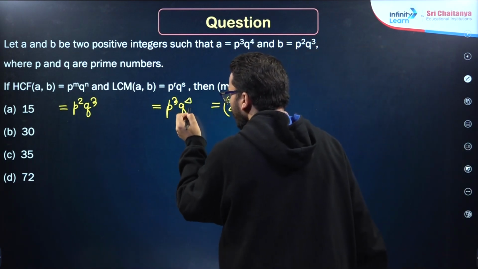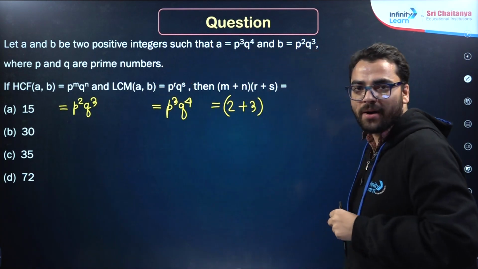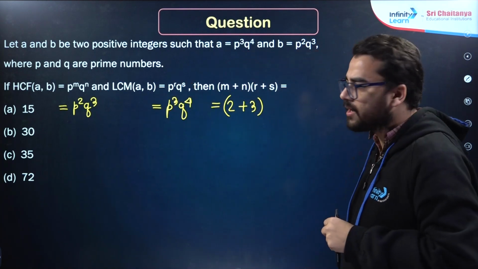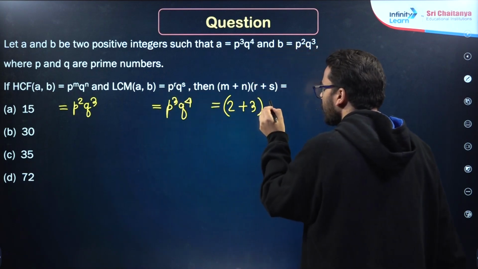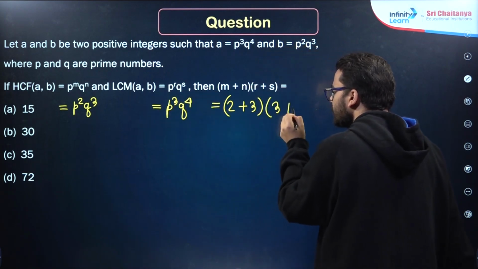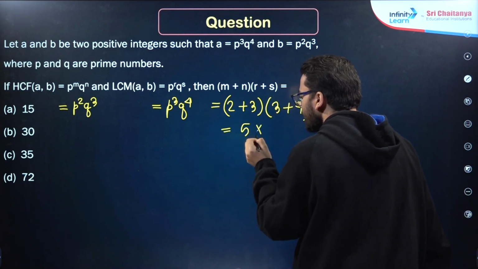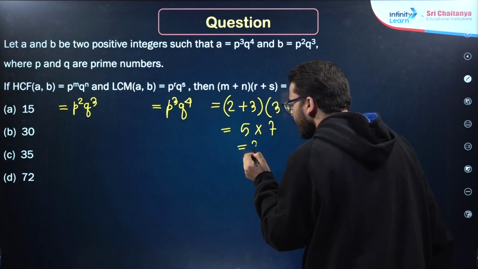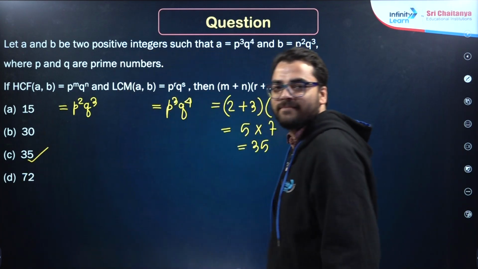So 4 will come. So if you just compare, again the same thing because p and q are prime numbers. So if you just compare over here, you can say that r is equal to 3 and s is equal to 4. So this will be 3 plus 4. So this thing over here is 5 into 7, that is 35. So you can say 35 is the answer.